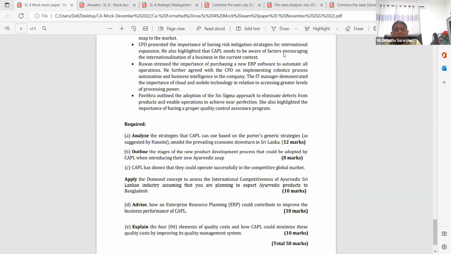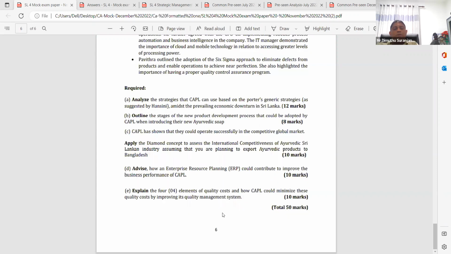Then the last part. Explain the 4 elements of quality cost and how CAPL could minimize these quality costs by improving its quality management systems. What are the 4 quality costs? Prevention, appraisal, that is, inspection and testing cost, no? Then internal failure costs, and external failure costs.